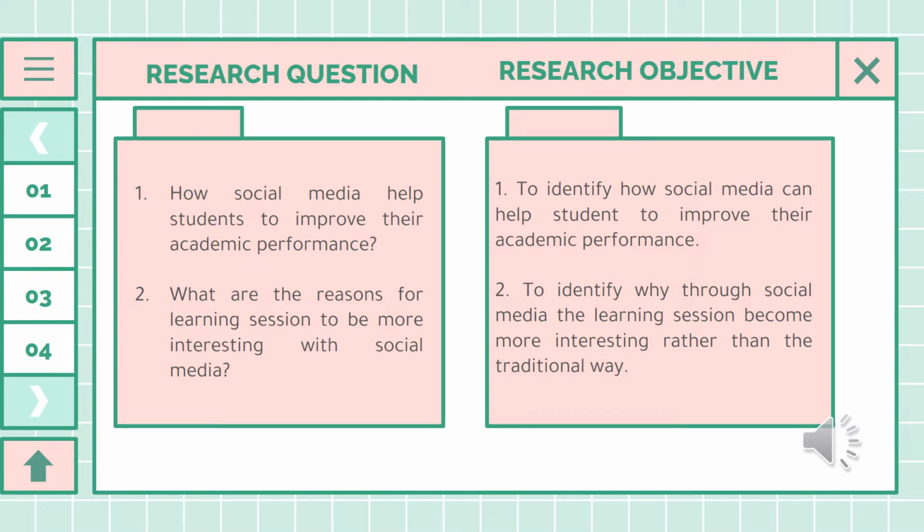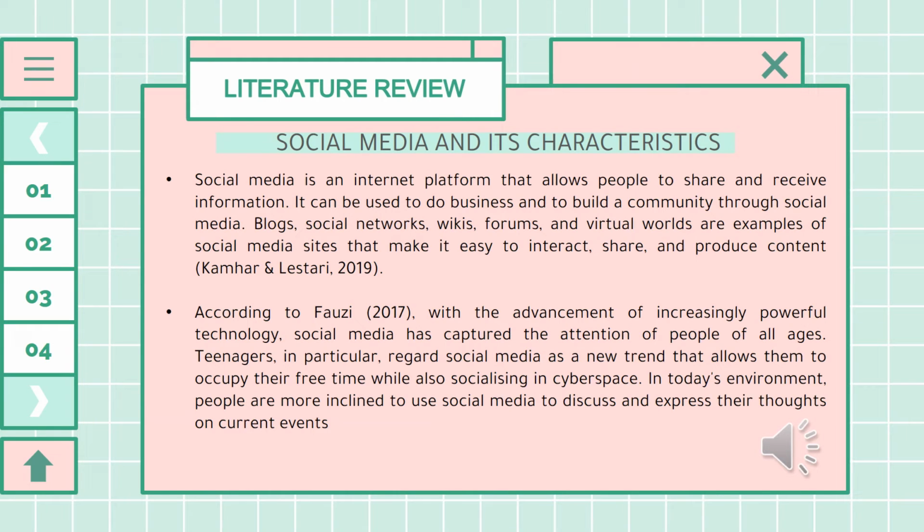Now we go to research question and research objective. For research question 1, how does social media help students to improve their academic performance? And the research objective is to identify how social media can help students to improve their academic performance. And my research question 2 is, what are the reasons for learning sessions to be more interesting with social media? And my research objective is to identify why through social media the learning session becomes more interesting rather than the traditional way.